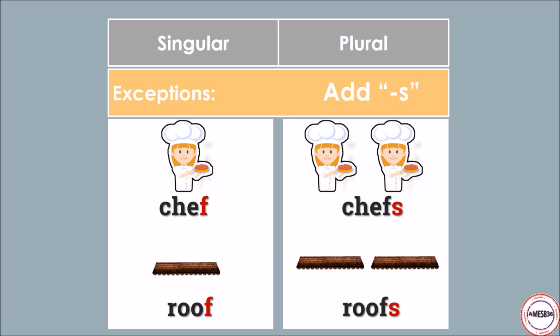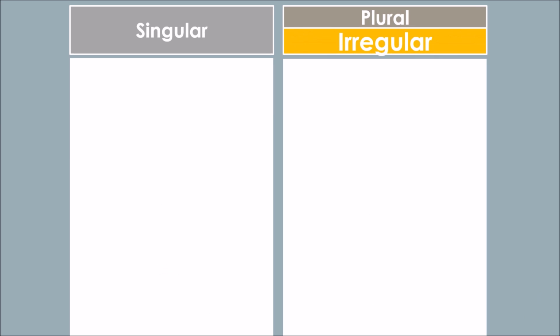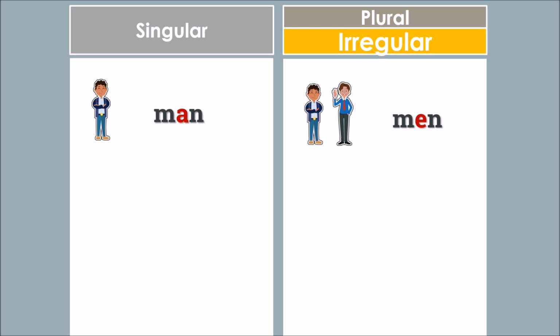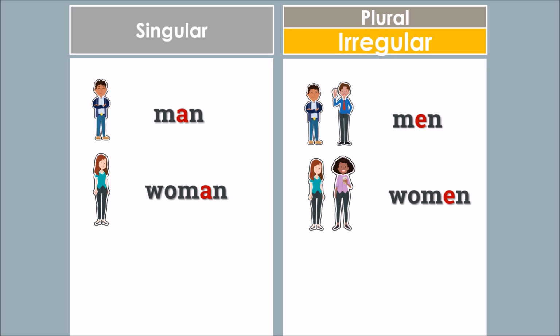Some plural nouns don't follow the s rule. They don't end in s, es, ies, or ves. Instead, the word changes form. Man, men. Woman, women. Person, people.